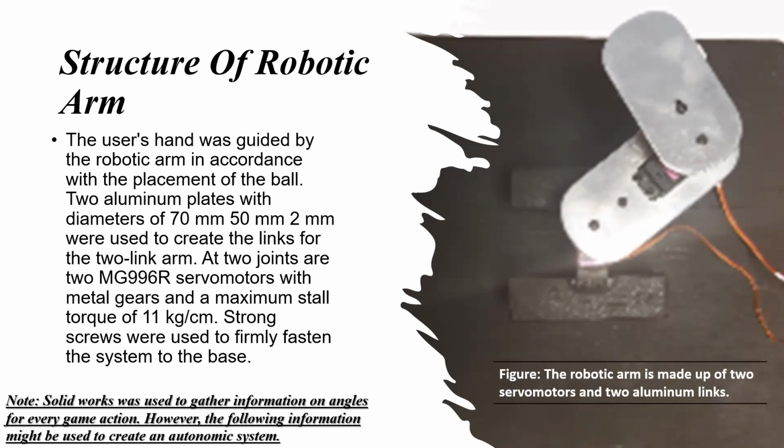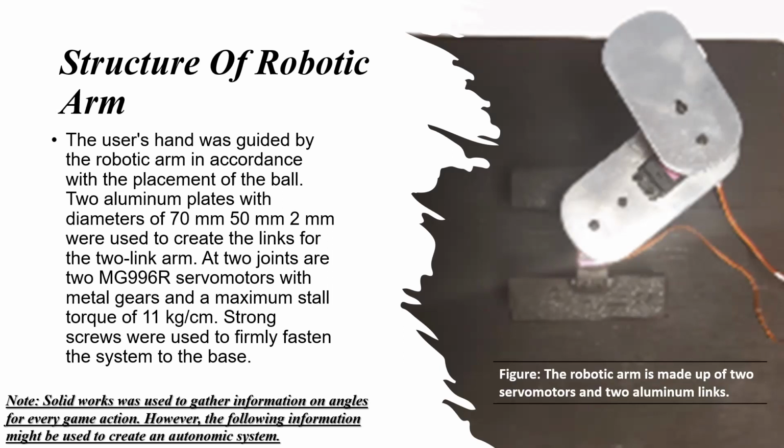Those two joints each house a pair of MG996R servo motors with maximum stall torque of 11 kg per centimeter and metal gears. Using screws, the system was tightly fastened to the foundation. It can be clearly seen in the given figure that illustrates the arm, which is a linear chain with two rotary joints. The lengths of the two links are L1 and L2 respectively, and the angles at which the two joints can rotate are θ1 and θ2.